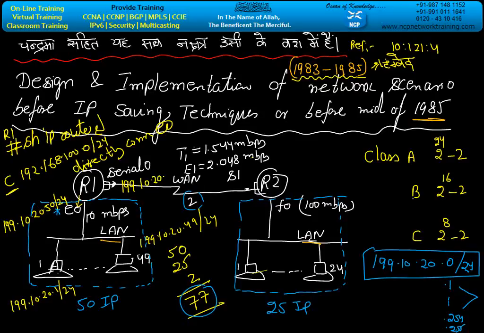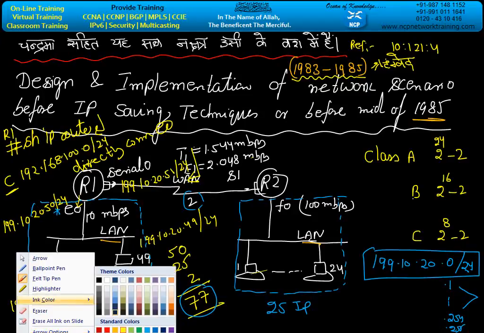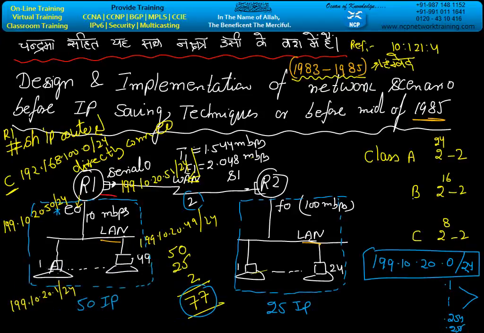199.10.20.51/24. As we enter the command, this router will generate one error: NID of serial 0 overlaps with Ethernet. Why is this information coming?